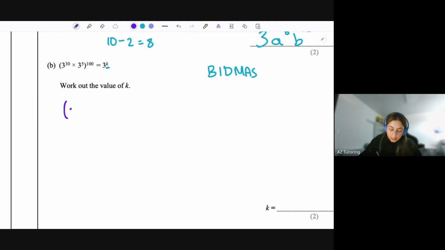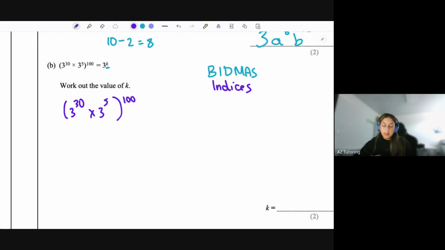So 3 to the power of 30 times 3 to the power of 5, all to the power of 100. So BIDMAS and indices, so it's 2 topics. We can see in BIDMAS, brackets comes first, so we're doing the brackets part first. When it's timesing, you have to add the powers. So that's going to become 3 to the power of 30 plus 5, which is 35, to the power of 100.